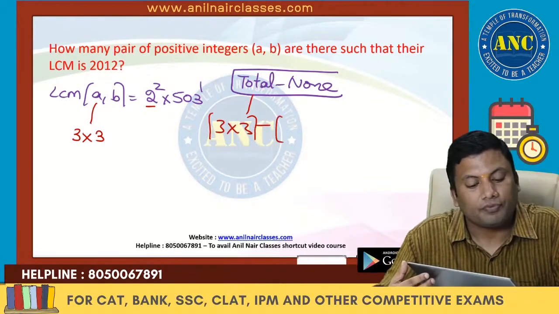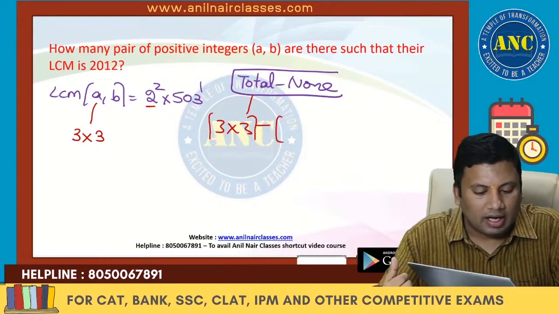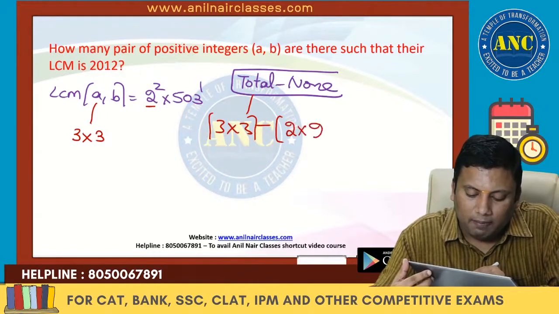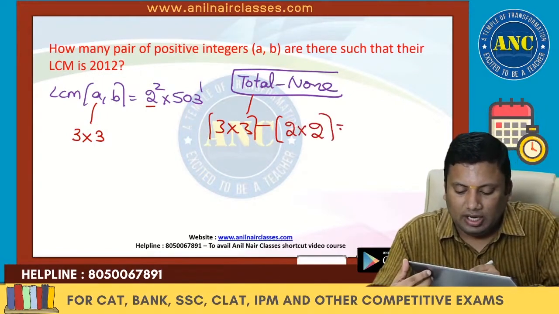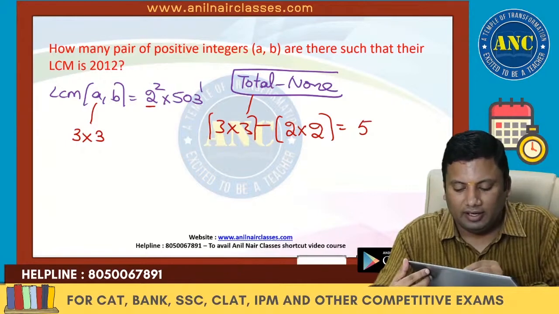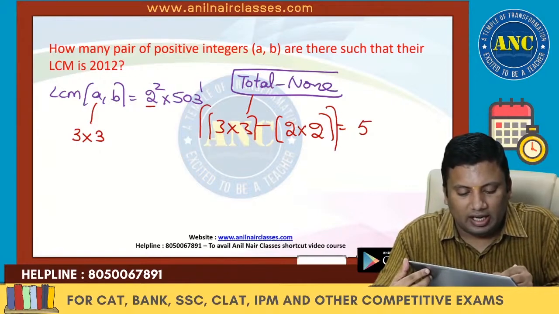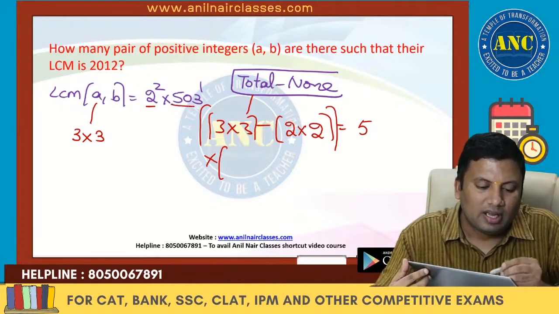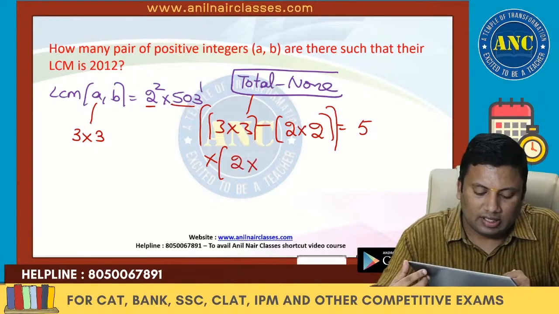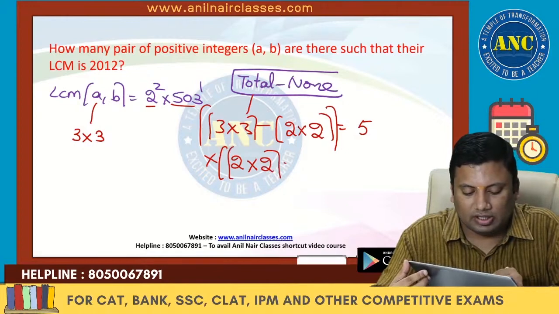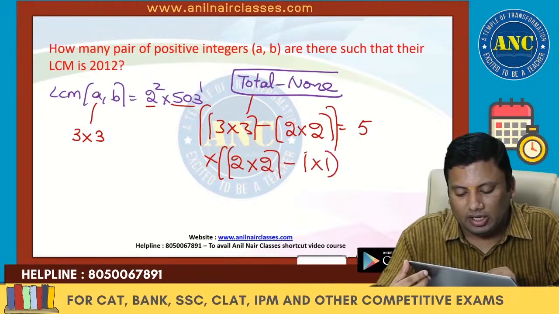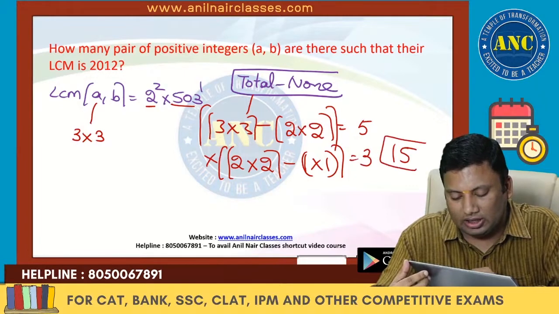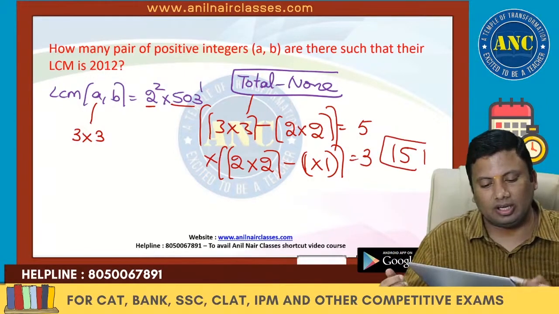Minus none. Don't take 2 square. A can take 2 cases. B can take 2 cases. 9 minus 4 is 5. I hope it is clear. Into total 503 power 1. A can take 2 cases. B can take 2 cases. None: A can take 1 case. B can take 1 case. 5 into 3. It is nothing but 15.